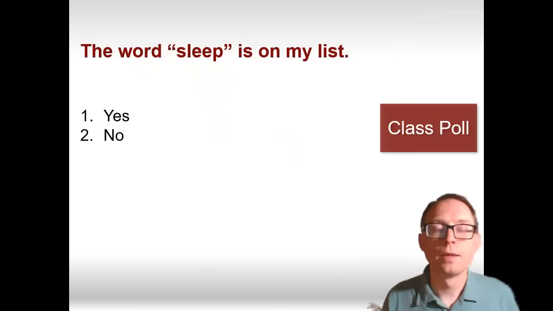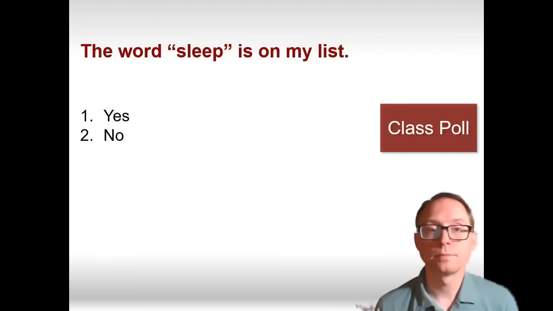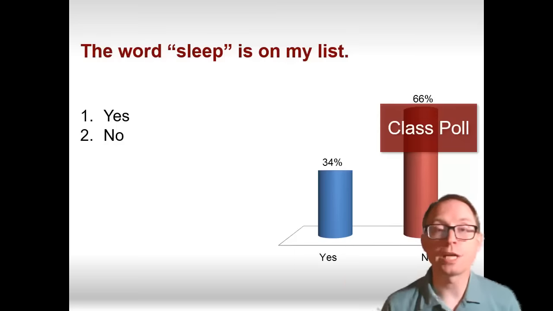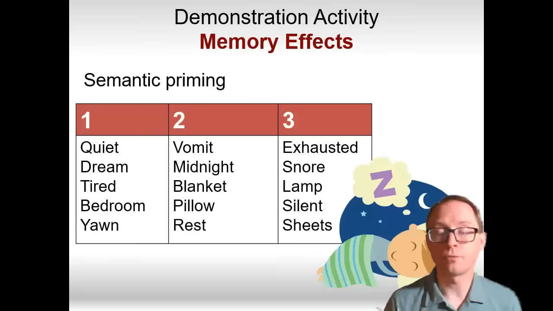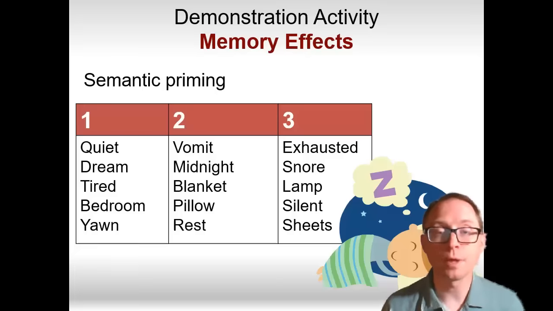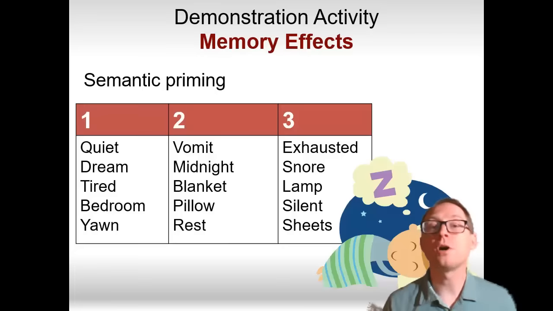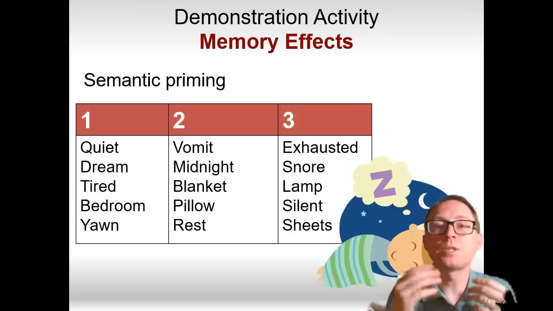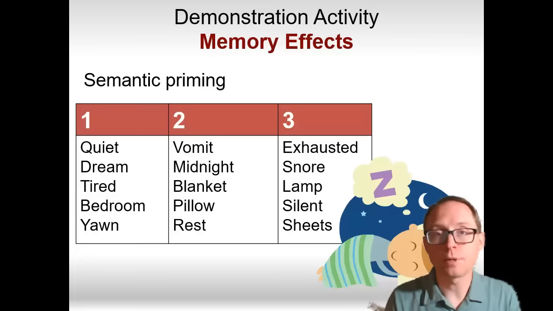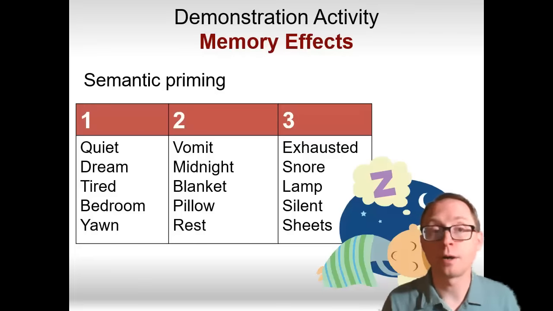Now, is the word sleep on your list? If the word sleep is on your list, and 34% generally say that it is, we have just created a memory for you. The word sleep is not on that list. You were not shown that word. If you remember that you saw sleep, then we've created a memory in you. Why? Because most of them, anyway, are connected with sleeping, right? When we talk about snore and exhausted and silent and sheets and bedroom, those all remind you of sleep. And so the concept of sleep was made more accessible in your brain, even though it was not actually part of the list. We call that priming.